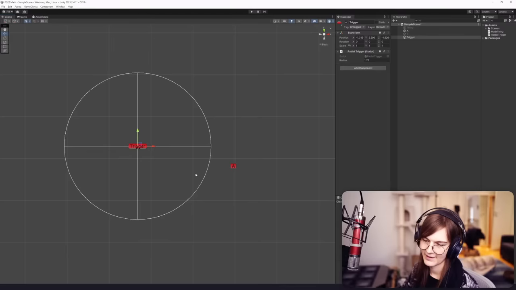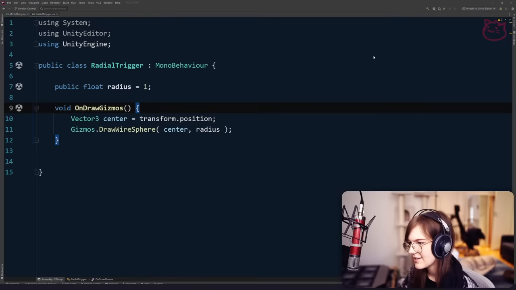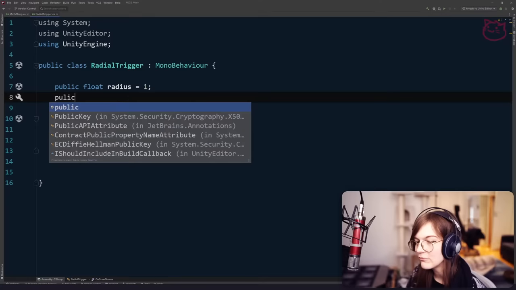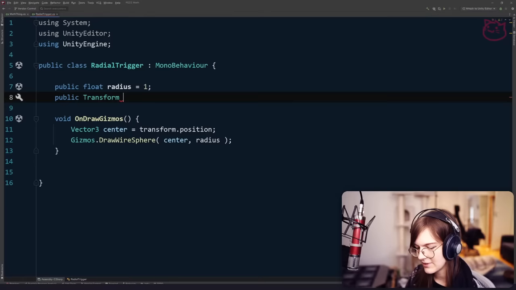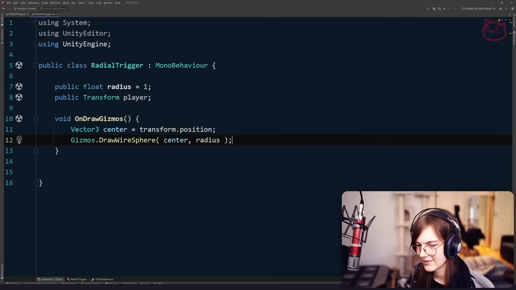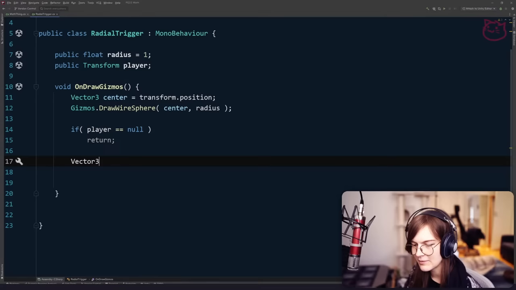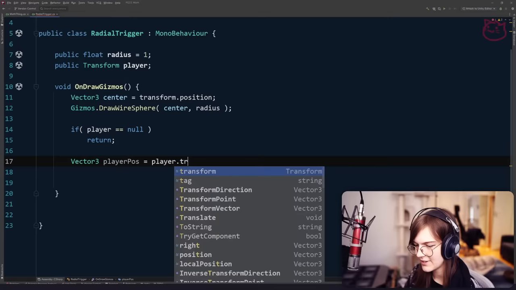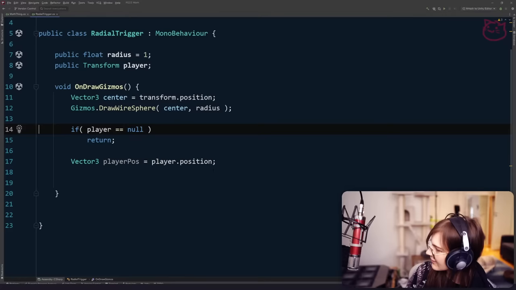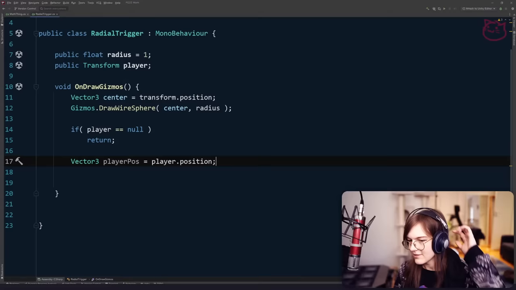Okay, so now we need to check if A is inside or outside of this trigger. And for this exercise, we're not going to make it general to detect any objects. We can just hard code it to detect one specific transform. What do we call this? Maybe player. It's a player that we might be detecting. So we need the player position: player.position. All right, so we have the center of the trigger and we have the position of the player.